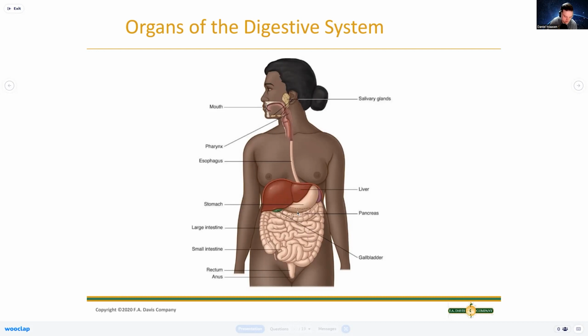That's the tract. And then we have other parts of our digestive system that are considered accessory organs. This includes the teeth and the tongue, but the liver, pancreas, and gallbladder are the big ones. Liver, pancreas, and gallbladder are accessory organs, meaning that they're not part of the tract, that food doesn't pass through them, but they play a huge role in having this process happen, right? So that's the big thing there. So that's the first page.